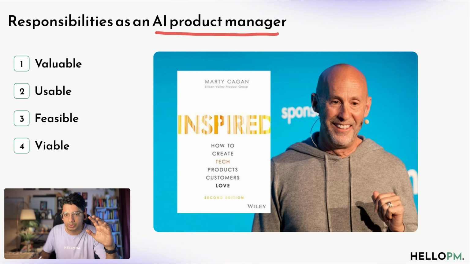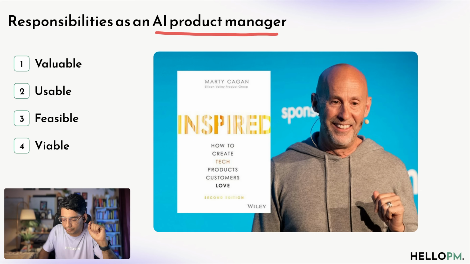I'm going to use a common framework shared by Marty Cagan in his book, which will help you understand what are different responsibilities that a product manager has towards the product team or the product. Marty has told us that there are four things that a product manager needs to take care of, or maybe any person has to take care of when they are building the product. If any of these risks are not addressed, then the product is going to fail. So what are these four risks?